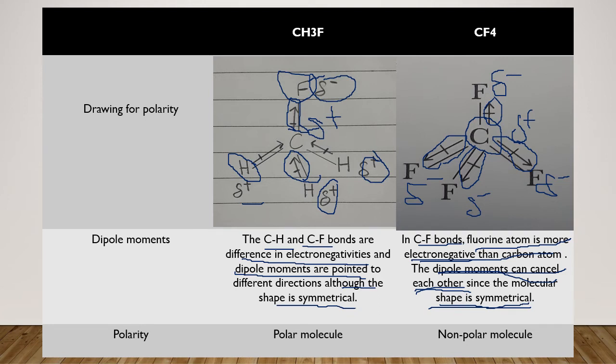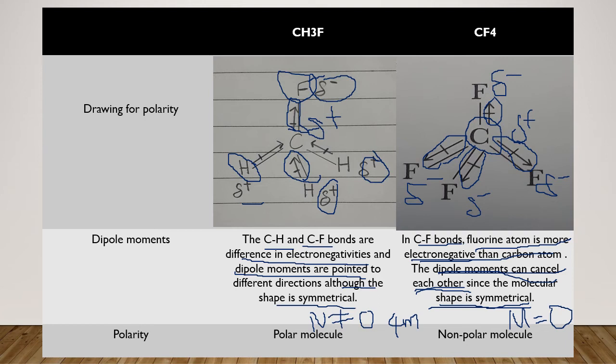And the next thing is you have to state whether the dipole moment of the molecule is equal to 0 or not. For fluoromethane, the dipole moment is not equal to 0, while for carbon tetrafluoride, the dipole moment is equal to 0. So you will get 4 marks in total for the explanation.